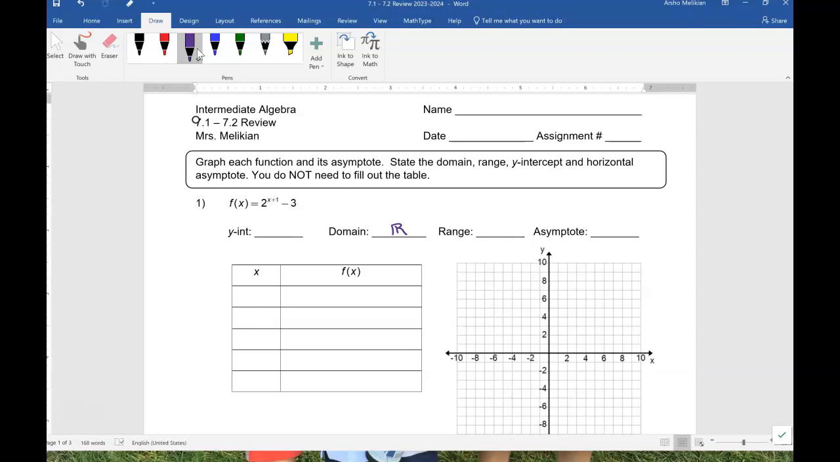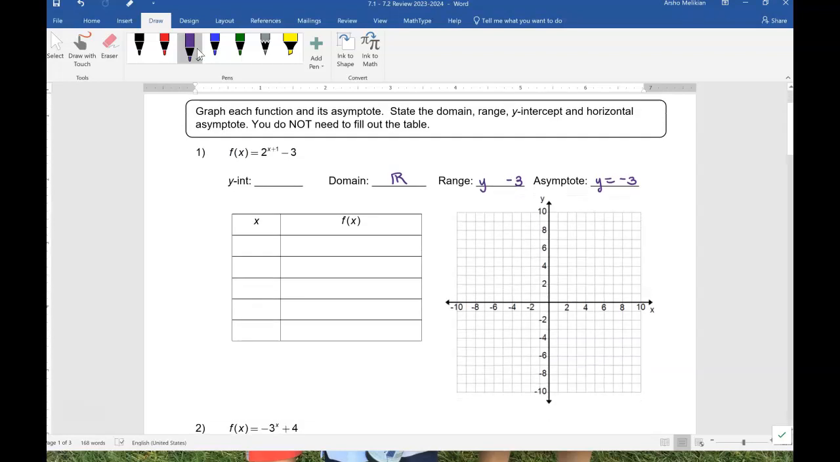Okay, the asymptote is y equals, and it's this number, which in this case is -3. Now, the range is y also compared to -3, but why don't we leave that as a blank right now? We're going to fill it in a minute. Okay, so here we're going to start graphing this. Let's put in y equals -3 right here first.